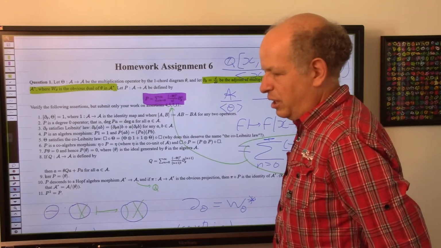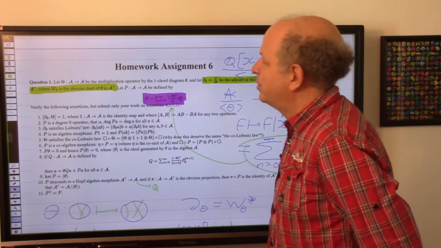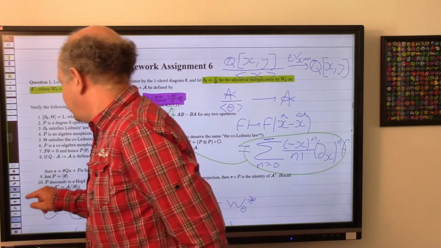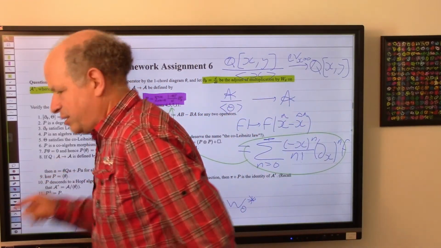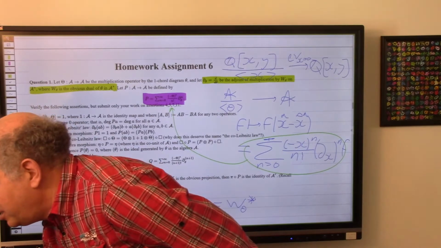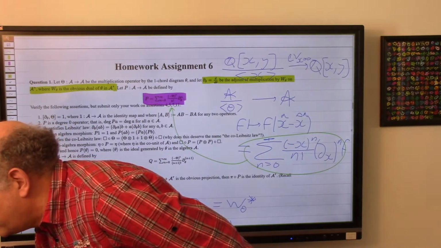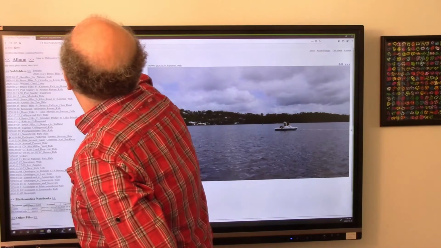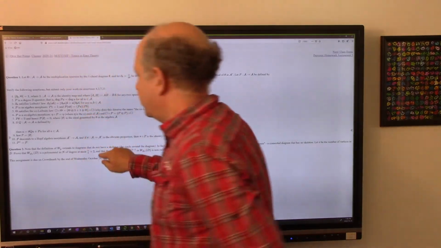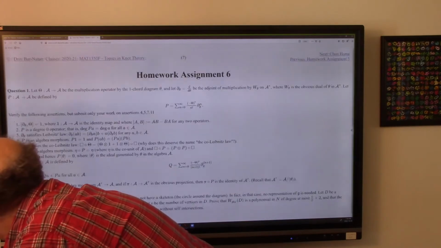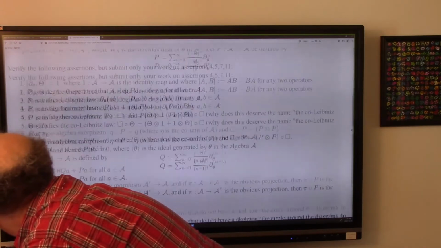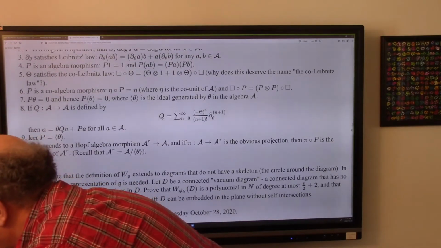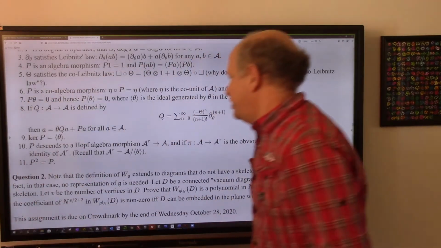Sorry, I actually had a question about problem 2 on the homework. Oh, what was problem 2? Problem 2 is about the four-color theorem. Let me see if I can put it on the screen. Oh, this one. Right, yeah.